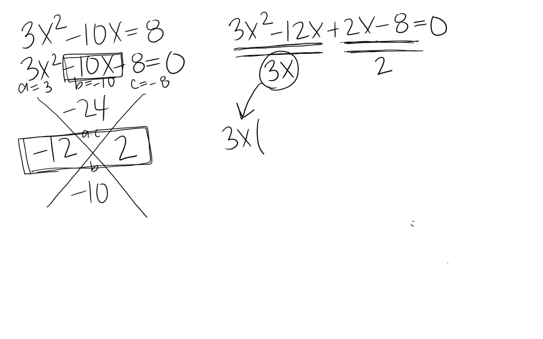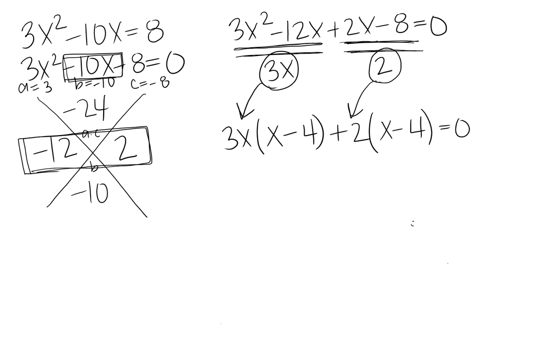So 3x squared divided by 3x would just give me x. And then negative 12x divided by 3x would be a negative 4. Then my next term that I took out would go here, so plus 2. And then again, I would just divide and actually factor out the 2 from the 2x minus 8, and I would be left with x minus 4.